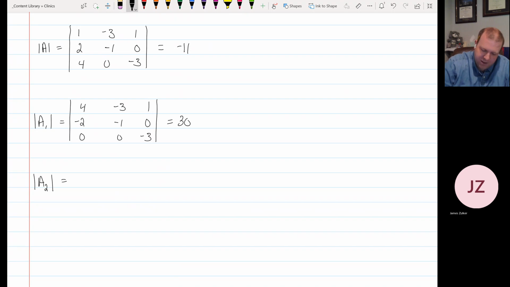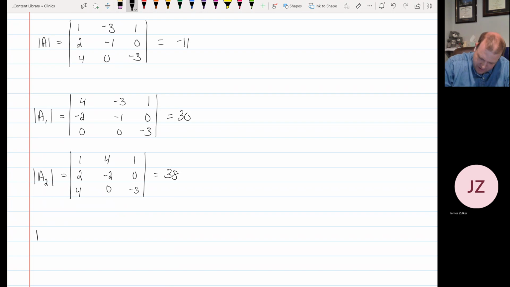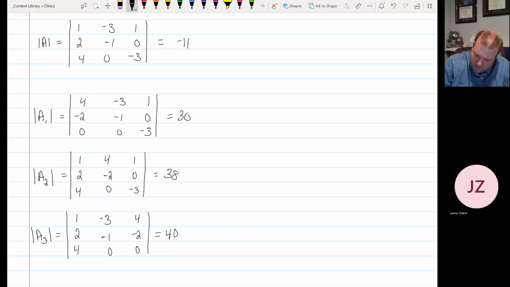Determinant of A2. We replace column 2 now of A with B. And so that's going to give us 38. So the determinant now of A3, we take column 3 of A and replace it with B. And that determinant is 40.